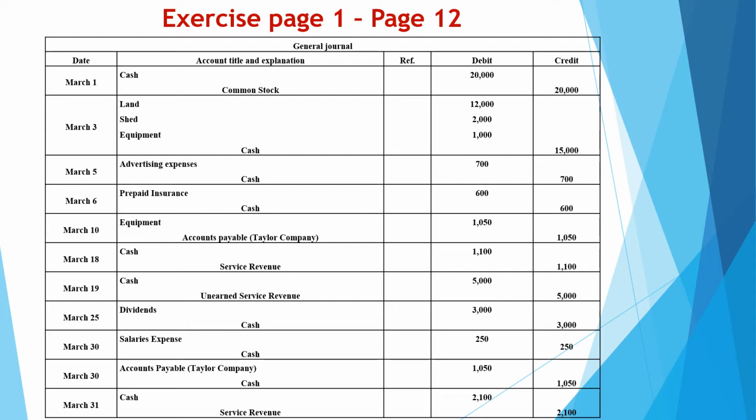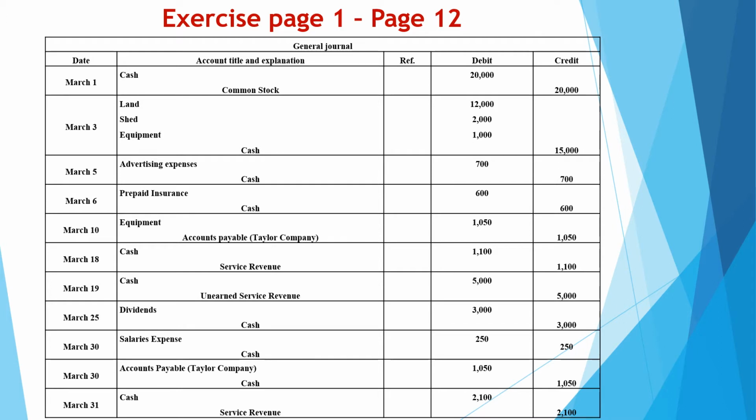On March 25, paid cash dividends of 3,000 to stockholders. We have on this date a dividends payment to stockholders. When we pay dividends, the dividends increase, and dividends have a debit normal balance, so they are recorded in debit when they increase. On the other hand, we are paying cash, so cash would decrease and be recorded in credit. The entry is dividends in debit for 3,000 and cash in credit for 3,000.